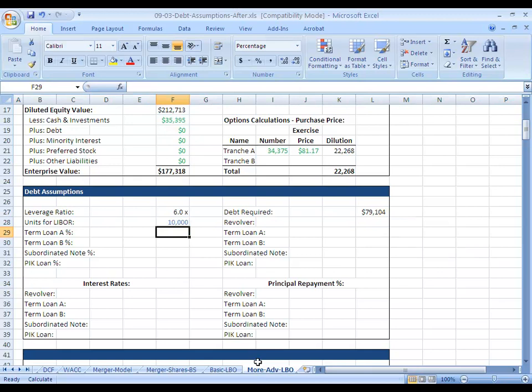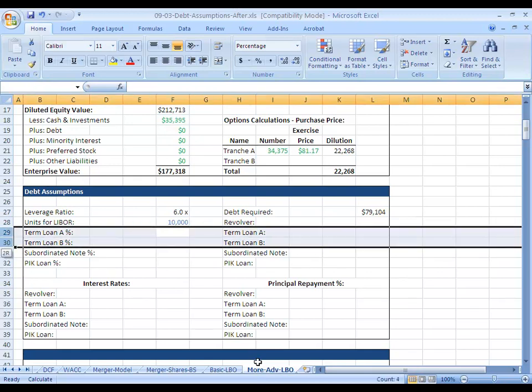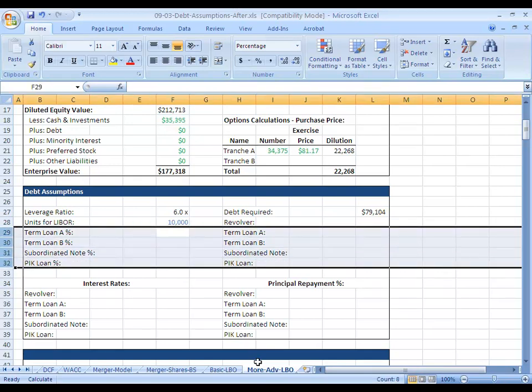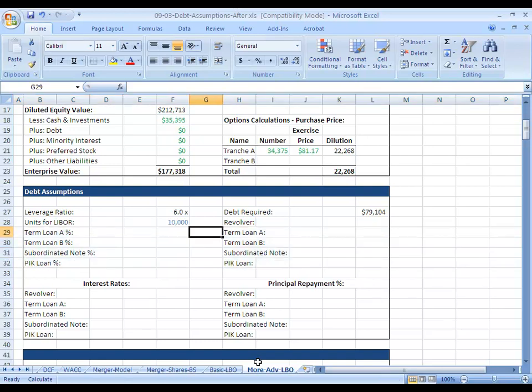So then for these percentages here for term loan A, B, subordinated note, and PIK loan, what we have to do here is decide of the 79 billion worth of debt, how much is going to each different type of debt. Now at a bank, the way you would do this is once again look at debt comparables, recent debt issuances from companies, and figure out what allocations they have been making, what leverage ratios they have been using for each tranche of debt. So maybe companies in this industry on average have a 2x leverage ratio for term loan A and then a 1x leverage ratio for term loan B. If that were the case, then we might use that to make our calculations here.